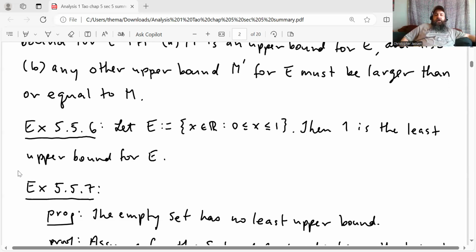Okay, another example just to illustrate the concept. Let E be the same set that we had defined up above, the set of all real numbers x such that x is between 0 and 1. Then 1 is not only an upper bound for that set, it's the least upper bound.